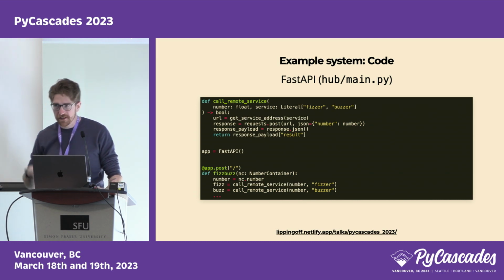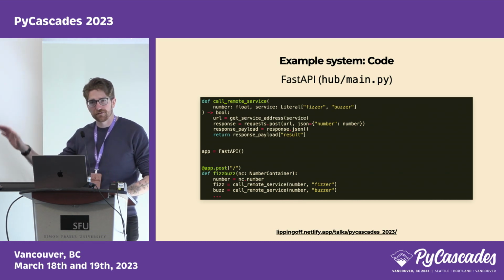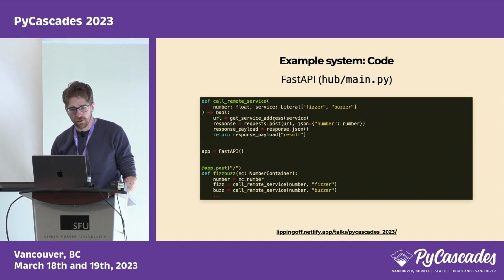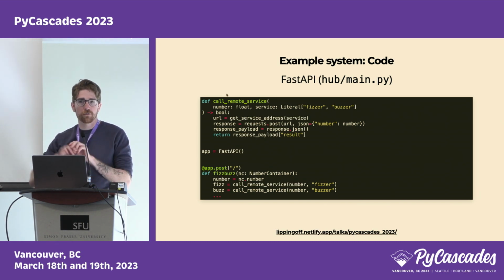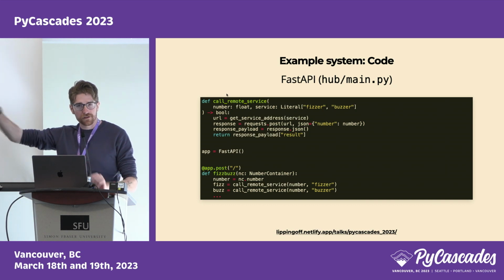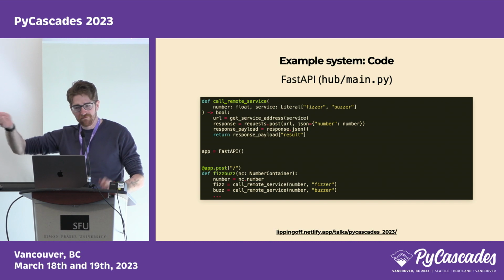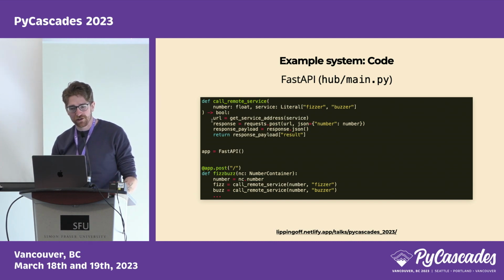So this is what an untraced hub service looks like. I've just got some requests. I've got one function here that's calling one of those other services, fizzer or buzzer, and it's using just requests.post. That's it. So when you're posting to that hub service, it gets the number out, and then it does a fizz and it does a buzz remotely.